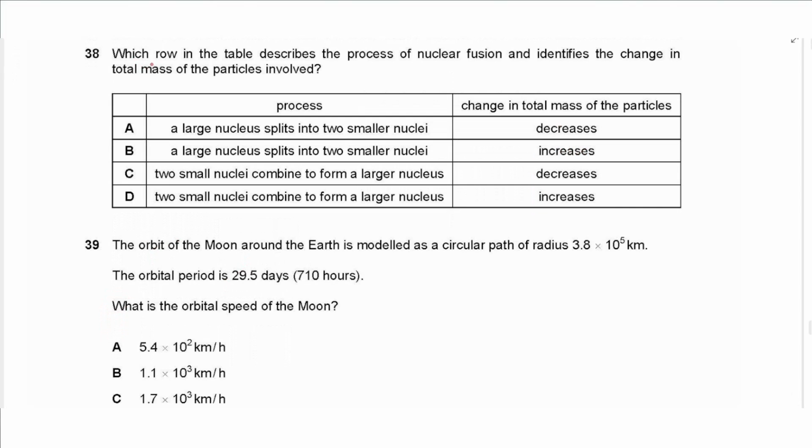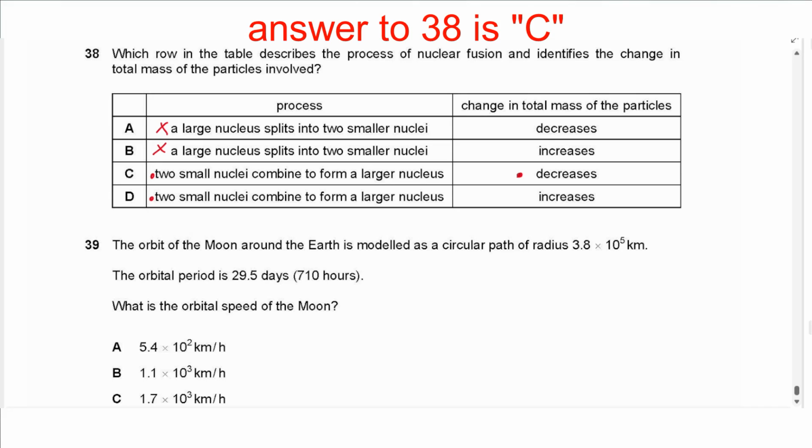Question 38 says which row in the table describes the process of nuclear fusion and identifies the change of the total mass of particles involved? So for fusion, large nucleus splits, no, that's fission. So two small nuclei combine to form a larger nucleus, yes. And the mass always decreases, either in fusion or in fission. We have a decrease in mass. That is what releases the energy. So the loss in mass is converted into energy.